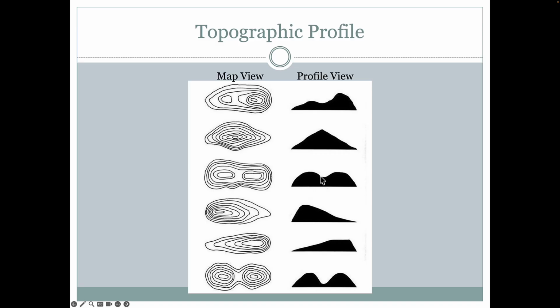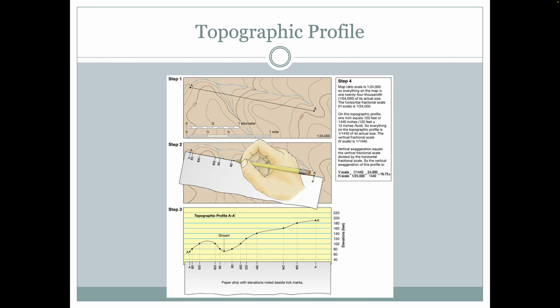This one has 2 bumps on it. This one also has 2 bumps, but once again, we get to lower contour values in the middle, so there's more of a depression between these 2 hills. And starting with a contour map, we can build a topographic profile for any area that we choose.